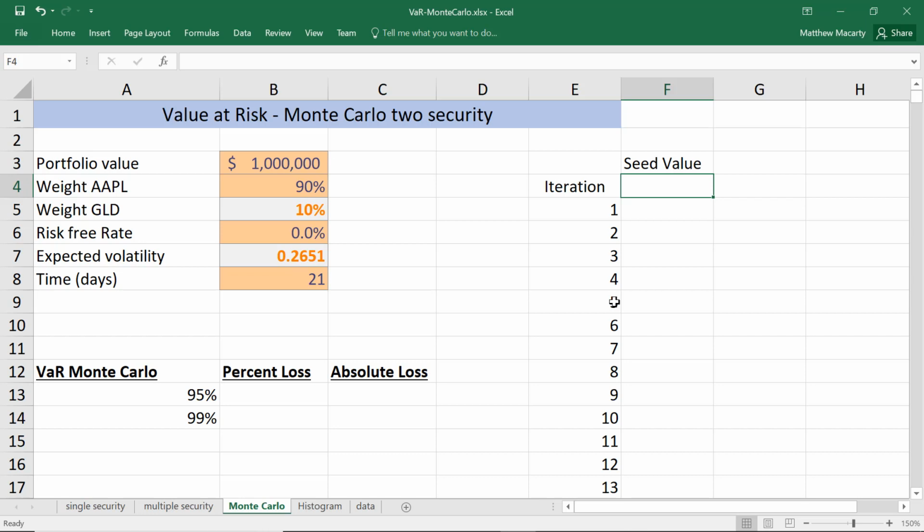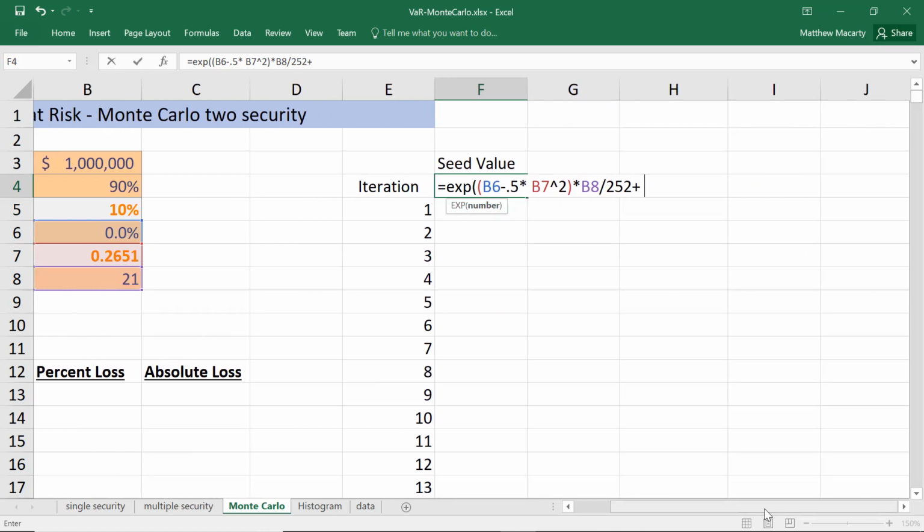So I've set up a lot of this in advance. And what I'm going to do then is just go ahead and calculate one possible ending value. So we need the exponent of the risk-free rate minus 0.5 times the portfolio variance. We're going to multiply that by the fraction of a year that we're looking to calculate the value at risk for. And so if I'm going 21 days or one trading month into the future, I would calculate it as 21 over 252, the typical number of trading days in a year.